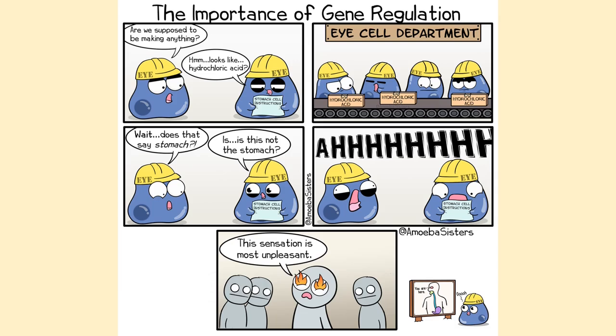And the reason for that is explained by the video of the Amoeba Sisters, where in one part of it, it shows the eye cells. What if they made a mistake and instead of just activating genes for the development of the eyes, they activated genes for the development of the stomach? And what will be the problem? As you can see here, the sensation will become unpleasant, because if the eye cells now activate genes for the stomach cells, they might be producing hydrochloric acid, leading to a very unpleasant sensation, as you probably would have expected.